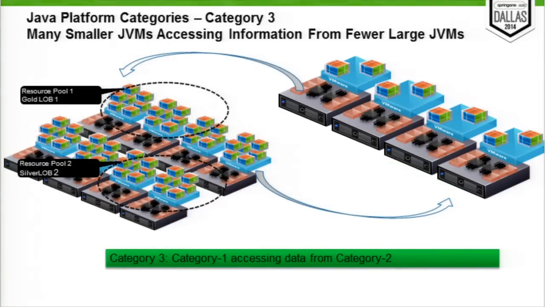Okay, and then we're starting to see this generational pattern of category 3, where category 1 applications use data from category 2. Now, this could be a messaging system, or could be an in-memory database, or like a combination, right?